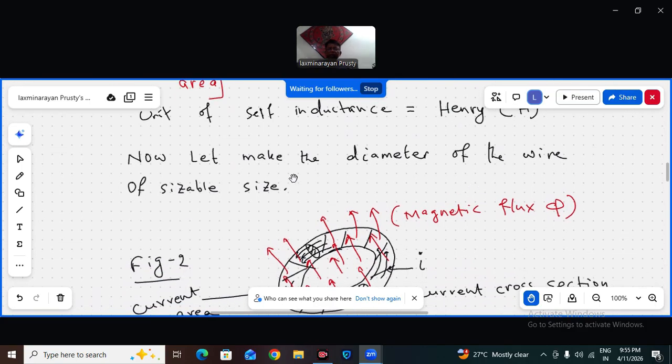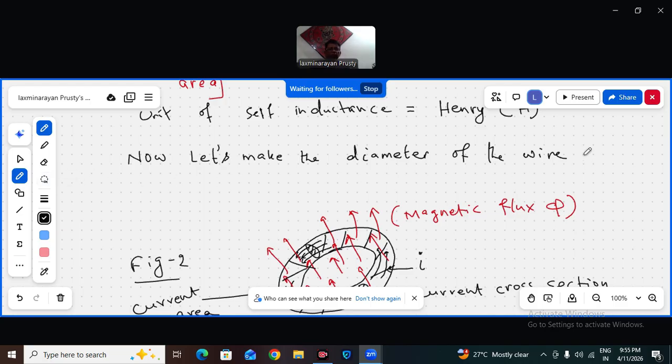Now let us make the diameter of the wire of sizable size. Let us make the area large. So the diameter of the wire, make it large now.